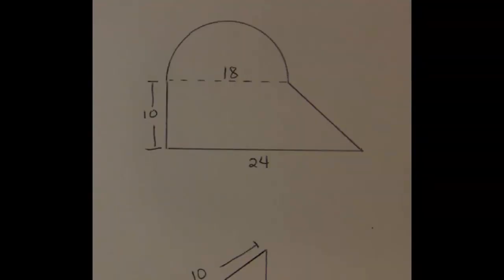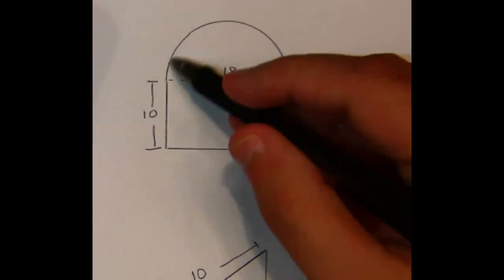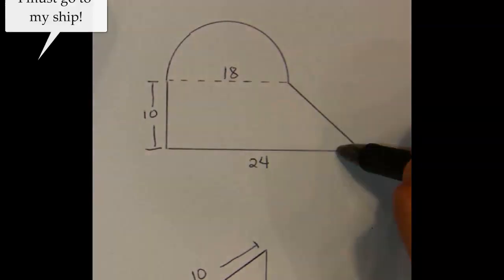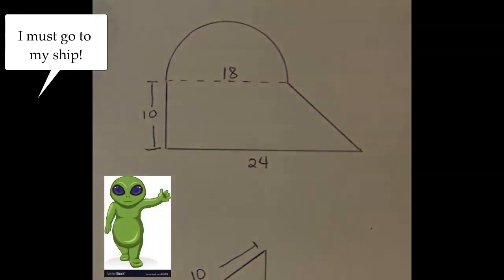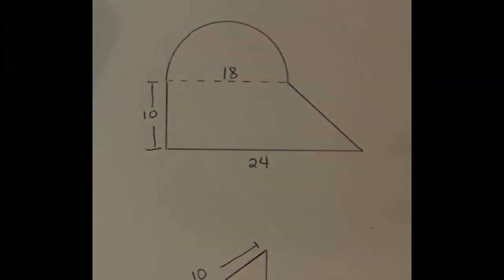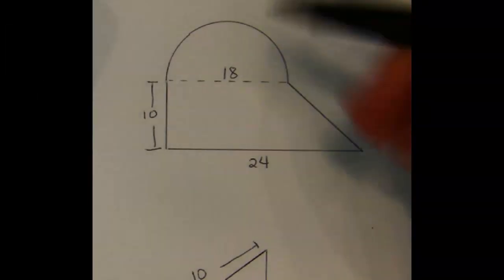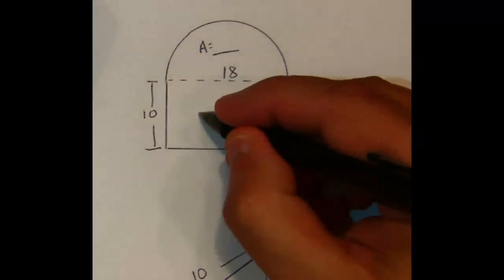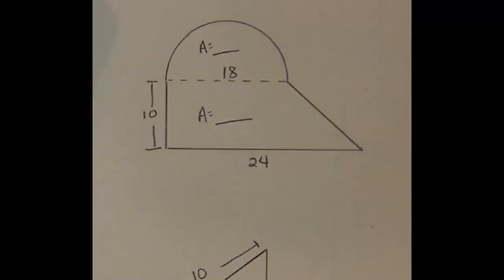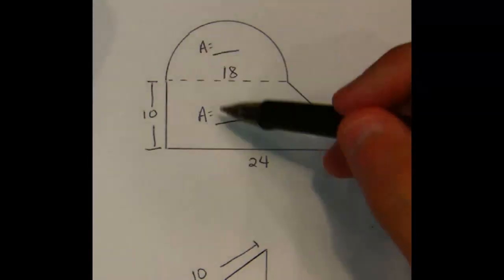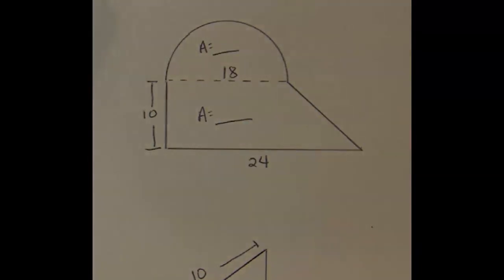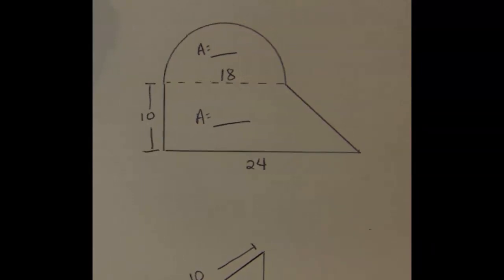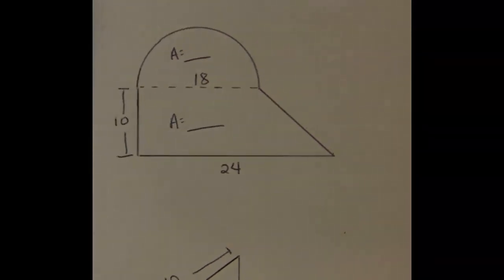Our first composite shape is apparently a semicircle and a trapezoid. So in order to find the composite area of this total shape, we're going to have to find the area of this semicircle, and we'll need to find the area of this trapezoid, and of course add these two answers together to get our total composite area. So let's begin with the semicircle.